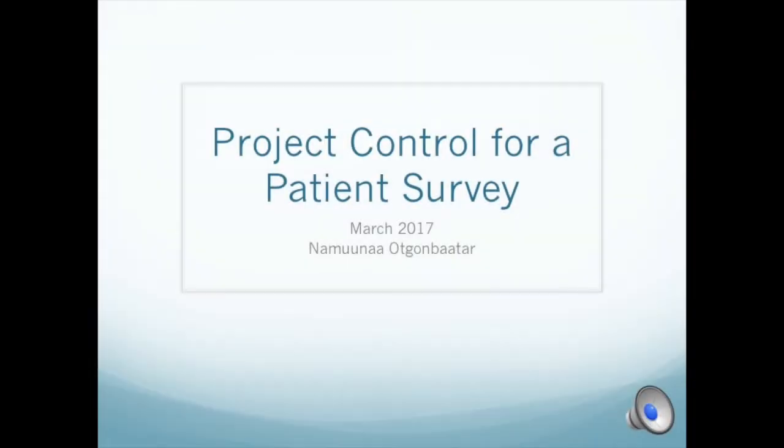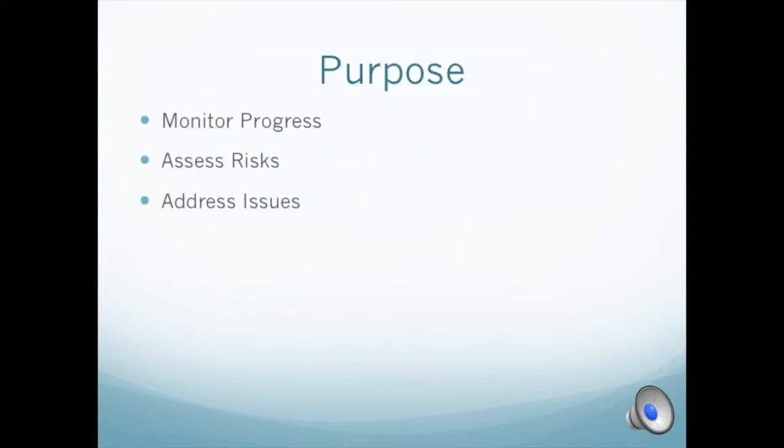This is a presentation on how to use project control in the past for class Health Administration Policy 360, Spring 2017. The purpose of this project is to monitor the progress of the project as it's being completed, assess the risks of the project by checking progress against the original plan for both duration and cost, and also address issues and discrepancies that can be identified.